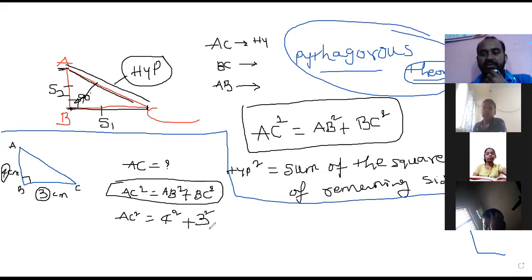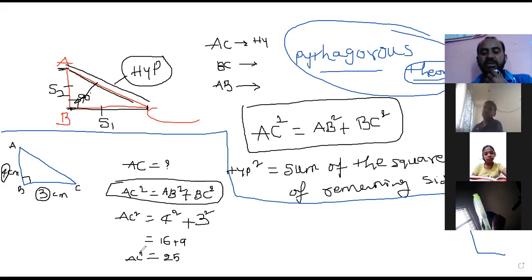Right? And after that, equal. What is the 4 square? 4 square means 16, plus. What is the 3 square? 3 square means 9. If you add these two, you will get 25. This is what, AC square, 25 centimeters.